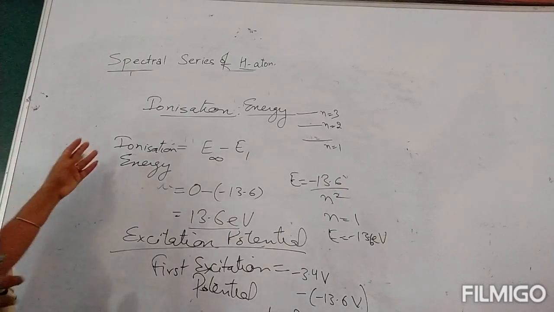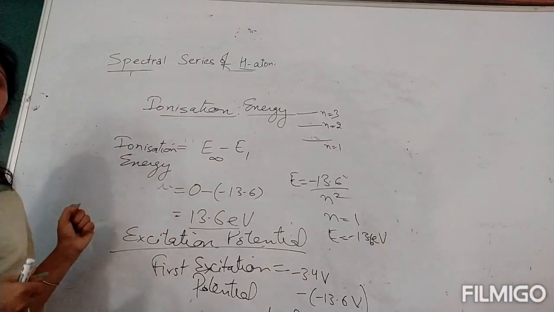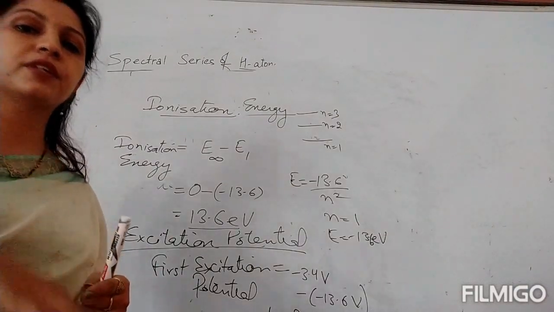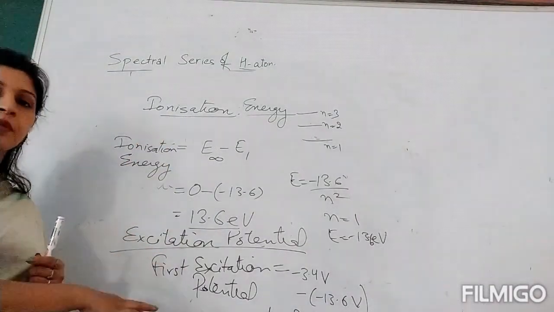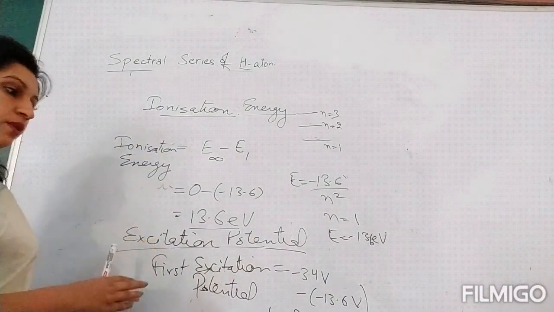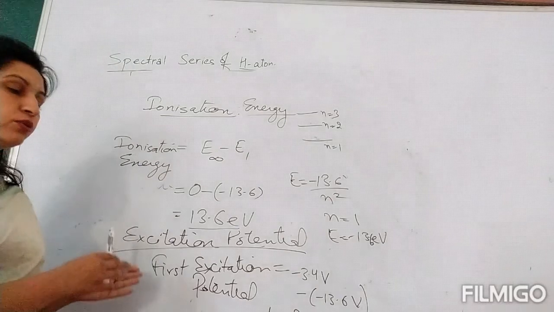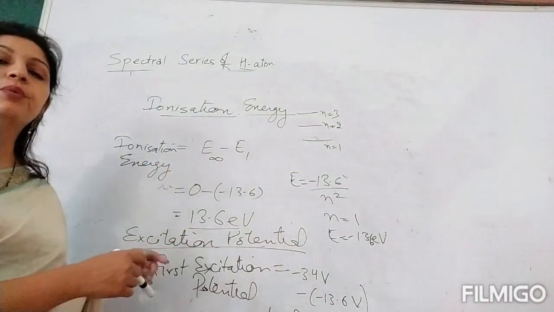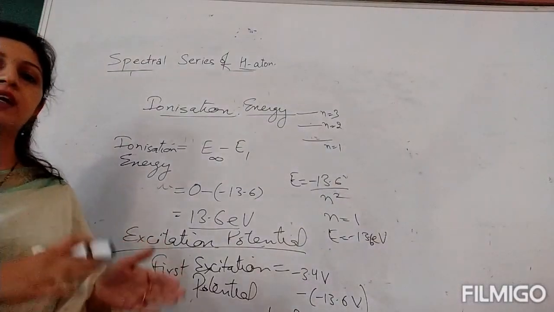Okay, so this is all about these 3 different terms. Based upon this, numericals can come, like find the first excitation energy, find the first excitation potential and so on. After watching this video, I will give you certain numericals that will be posted in the group. After watching this video, you will do those numericals also within the class time.